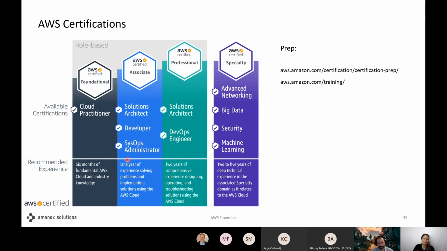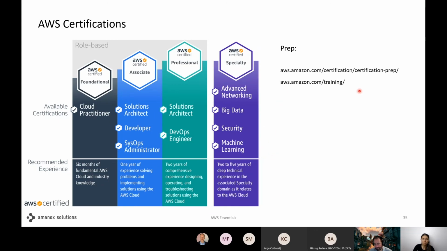Or if you're more interested in solution architecting, this one would be better. And then here we have some specialities. If you're interested in machine learning, which is a hot topic nowadays, there is also a certification that can help you gain the needed knowledge about the machine learning services on AWS. And there are some others.